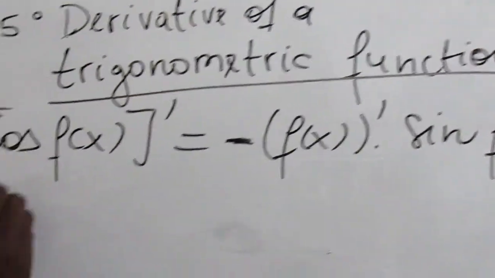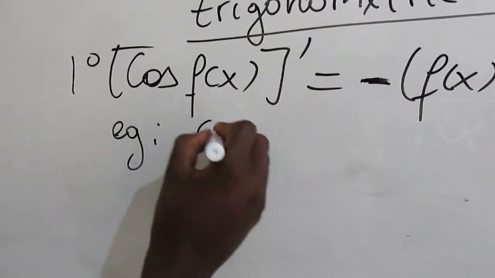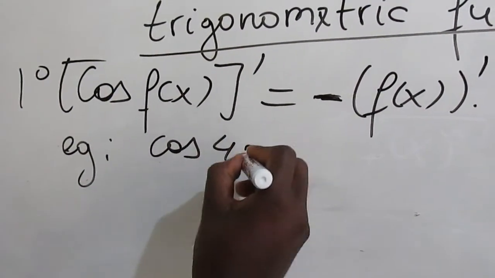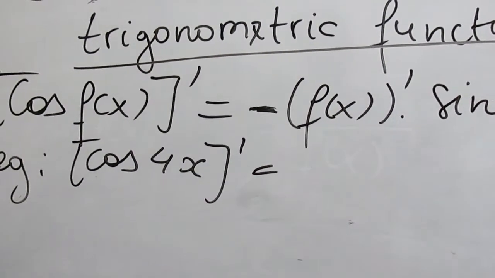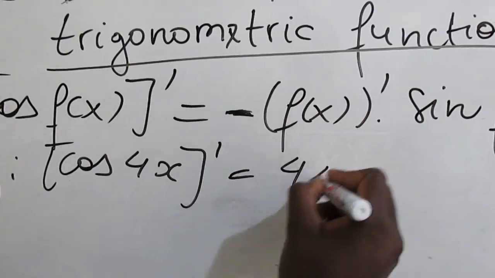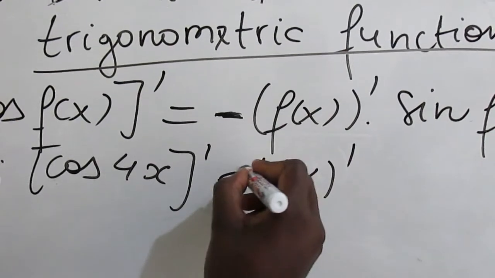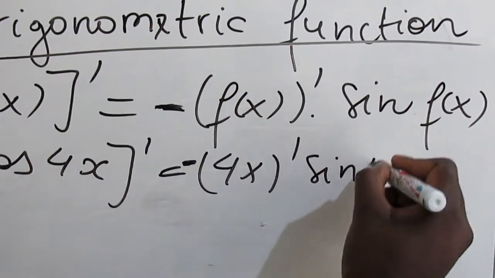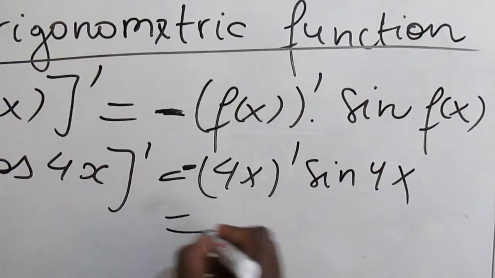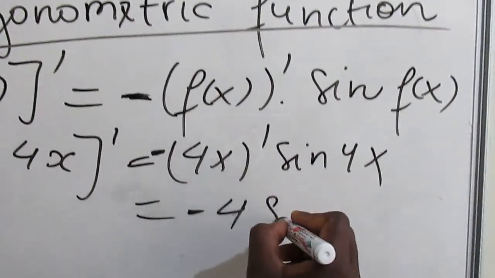For an example, cos of 4x. You derive this, it's going to give you 4x derived, don't forget the minus, sine of 4x, and finally you get minus 4 sine of 4x.